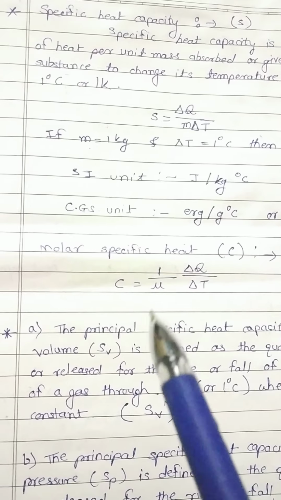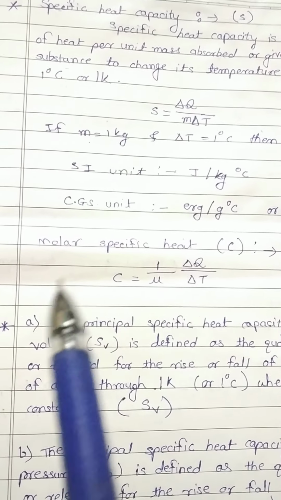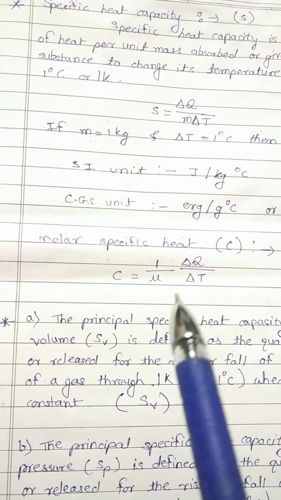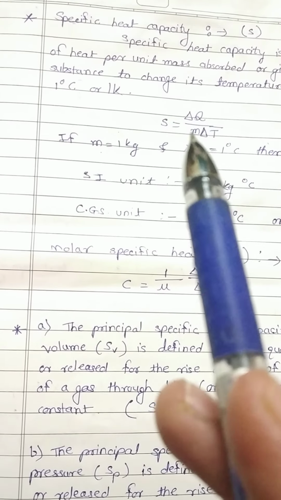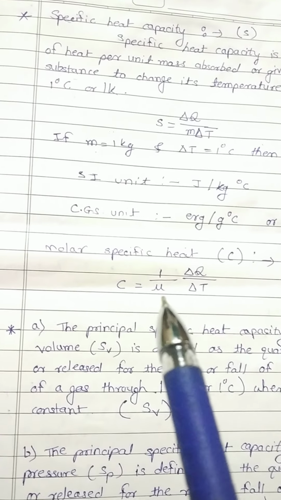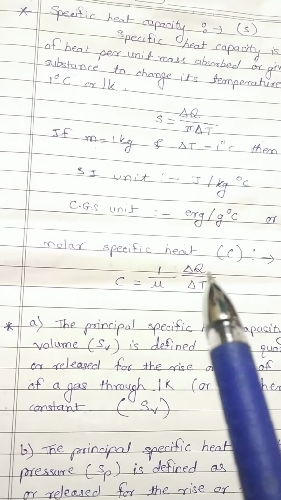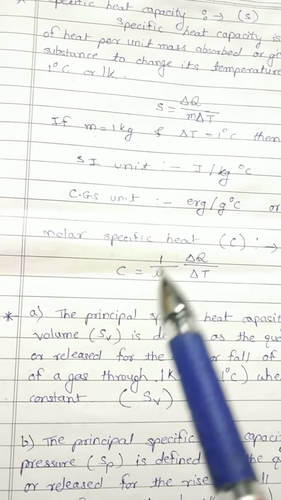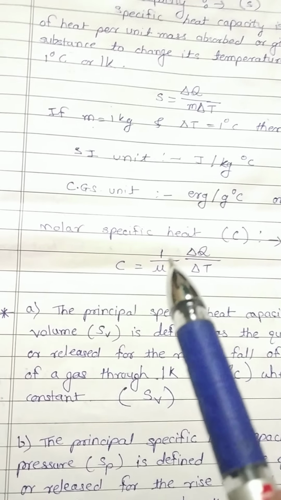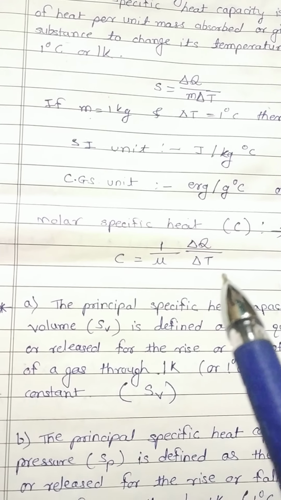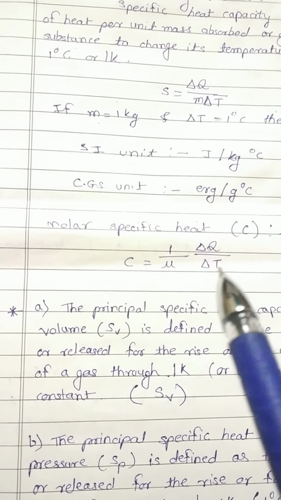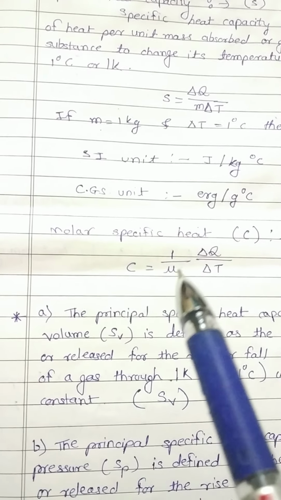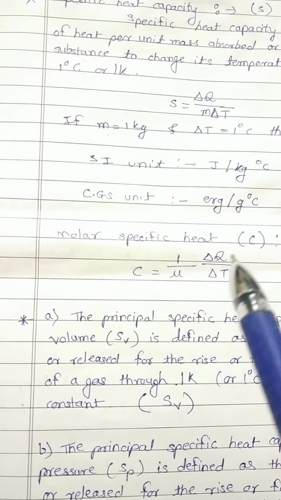Now our next point is molar specific heat. Here, instead of mass, the amount of substance is denoted by mu, in moles. The specific heat is then called molar specific heat. So C is equal to 1 upon mu, delta Q upon delta T, where delta Q is the change in heat and delta T is the change in temperature. The SI unit of molar specific heat is joule per mole degree Celsius or joule per mole Kelvin.